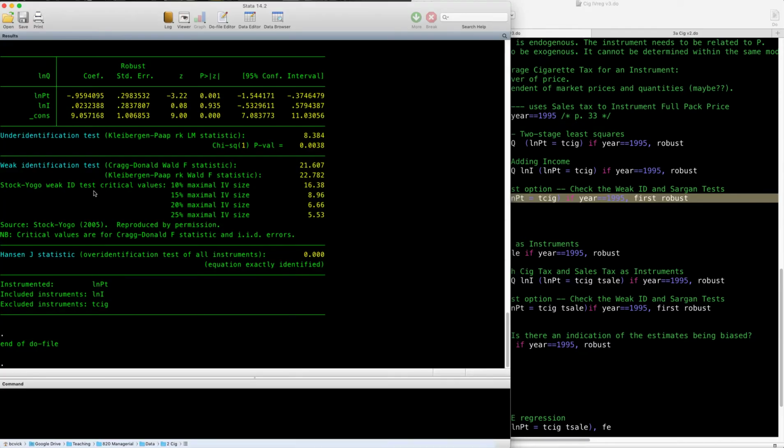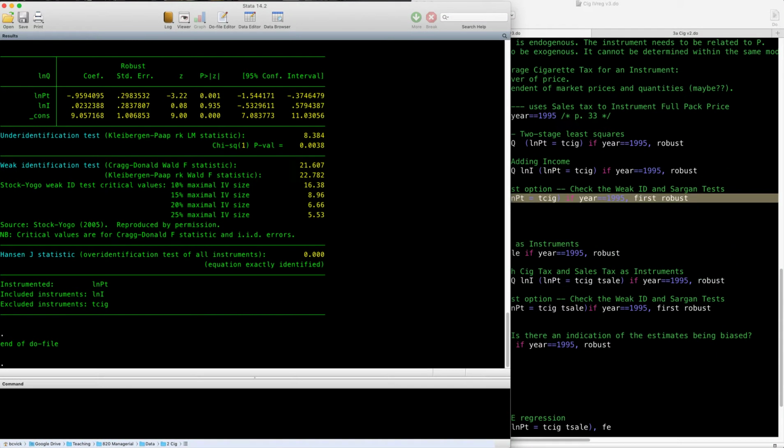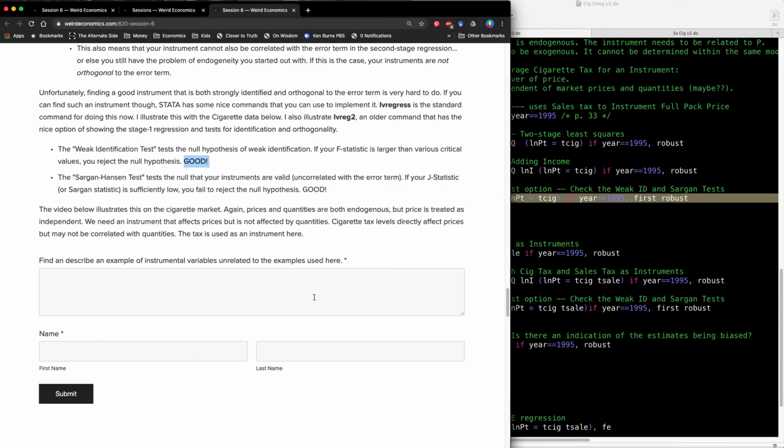And if we go back, for our weak identification test, we have an F statistic of about 21, and it is larger than these critical values. So that's an indication that we have a strong identification, where we are rejecting the null hypothesis of weak identification.